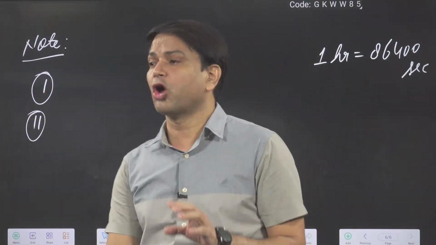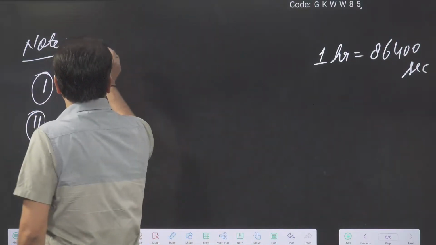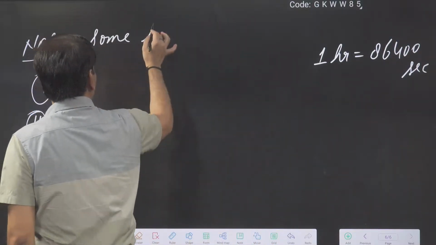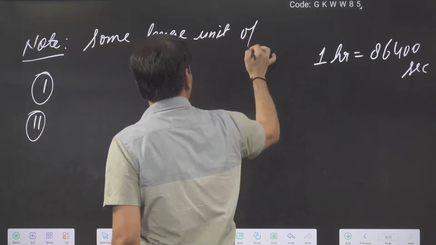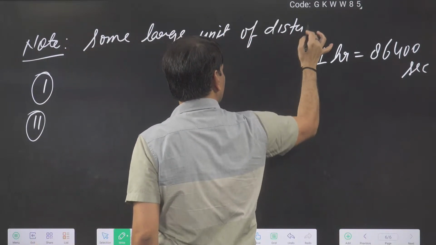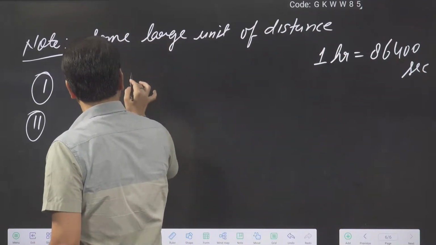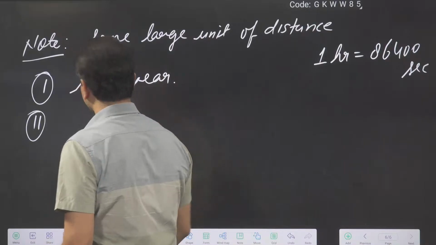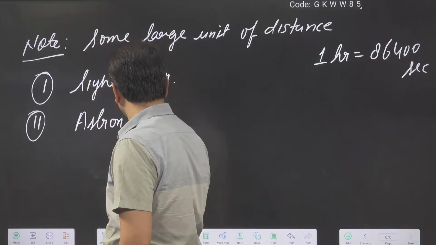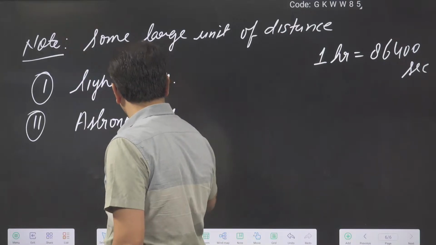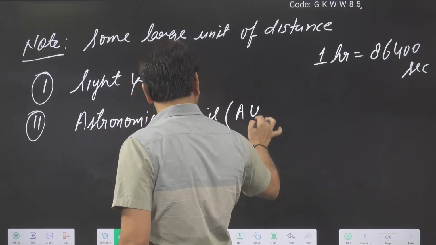Second is what? Astronomical unit. I will write all. Some large units of distance. Number one, light year. Okay. Number two, astronomical unit. That is what? AU.